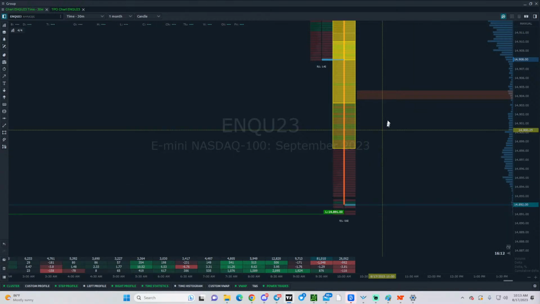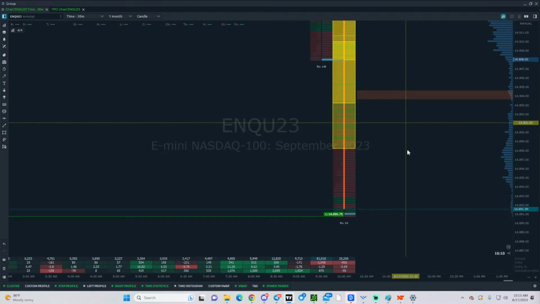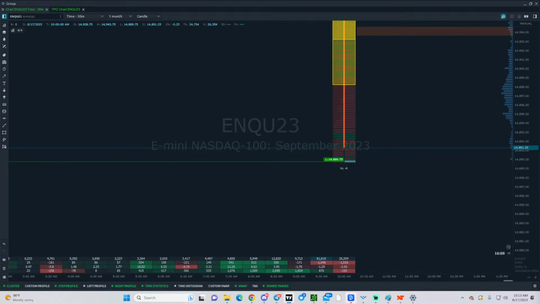So you can see how that area gave up. Obviously, A62 is in play now.